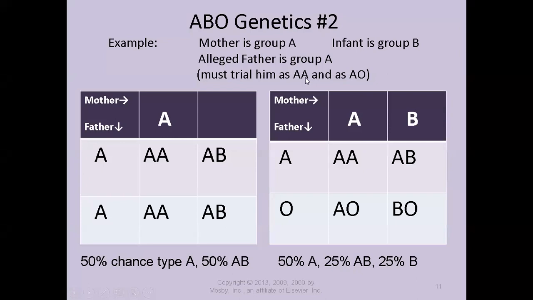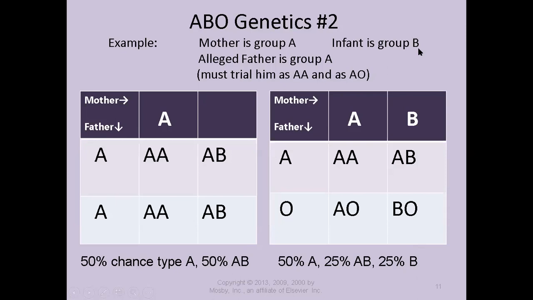Remember, we don't know if he is AA or AO. Once again, I apologize, the B is missing there, but here we have the mother who is AB, and we have the father. This time we're going to trial him as AO, and let's see what we get. A comes down with A and B, A and O, and then B and O. In this trial there's a 50% chance, 2 out of 4, of a child being A. There's a 25% chance of an AB child, and then aha, there is a 25% chance of a B child, which is what the baby is.